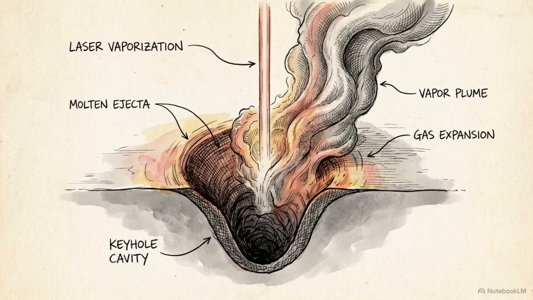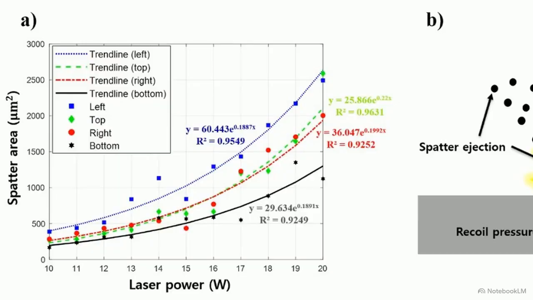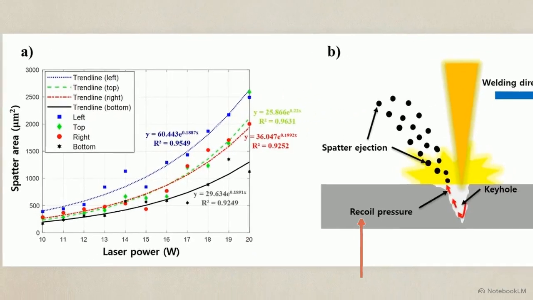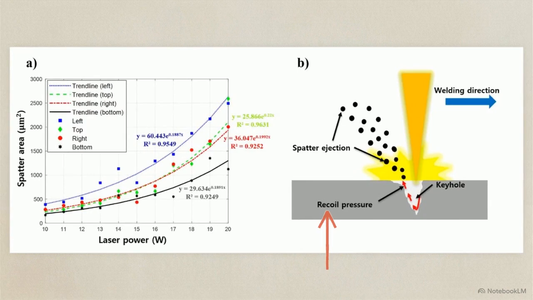The first is laser power, which has a direct correlation to the intensity of metal vaporization inside the keyhole. Plotting the extracted data reveals a severe exponential correlation. As laser power scales from 10 watts to 20 watts, the heavier vaporization drives up internal recoil pressure, drastically inflating the total square area of the resulting spatter field.